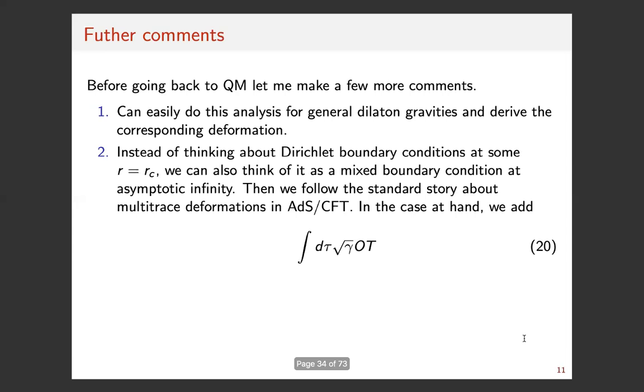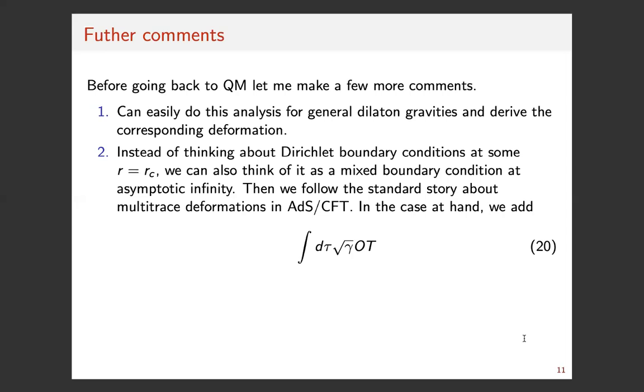A more traditional point of view of all this TTbar deformation, even in two dimensions, is that instead of thinking about these Dirichlet boundary conditions at some finite radial cutoff, you can also think about this as setting up some mixed boundary conditions at asymptotic infinity. And this was first pioneered by Monica Guica and Ruben Monten in a recent paper in May or so.